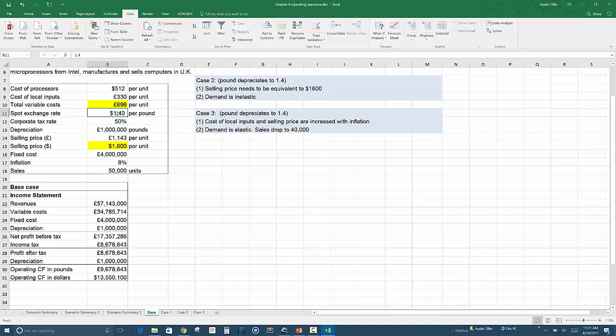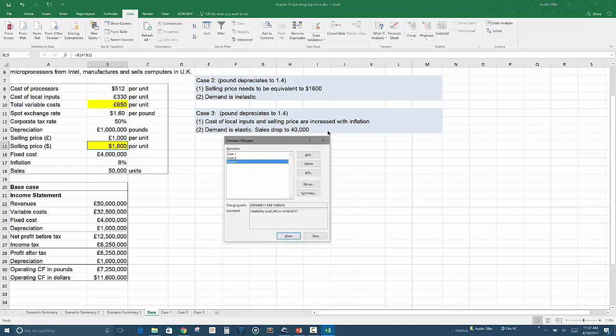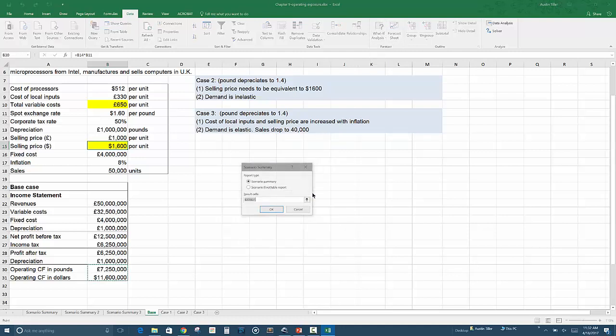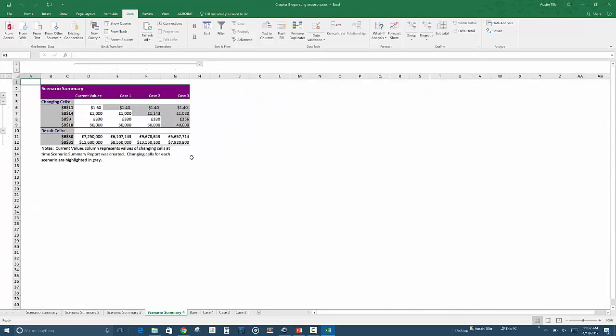So now we can take a look at how much it affected. Case 1, 2, and 3. Now case 2 is the best case. I would assume that sales will not be affected, so we increase the price. Actually, we have a higher cash flow in terms of dollar and in terms of pound. Case number 3 is probably more realistic. We increase the price with inflation. The local input increases with inflation. The number of unit sales decreases when price changes. So we have the lowest cash flow in pound and dollar.